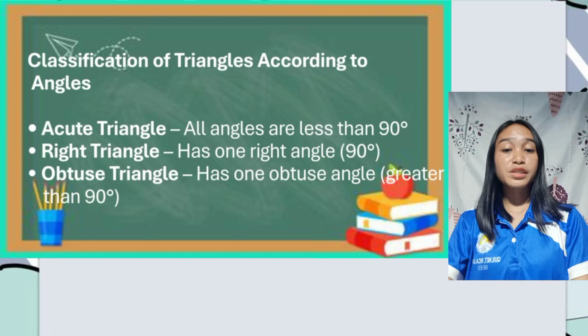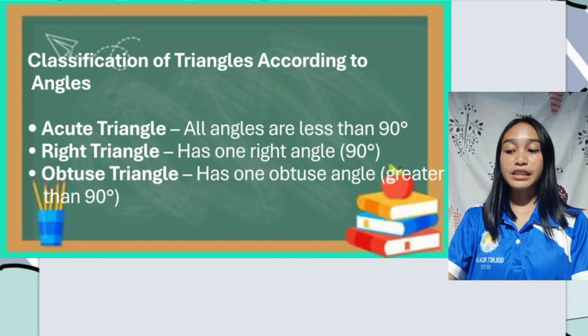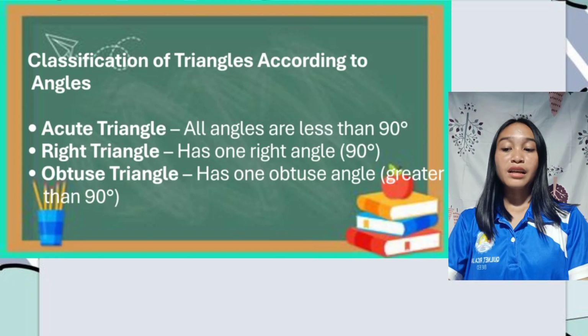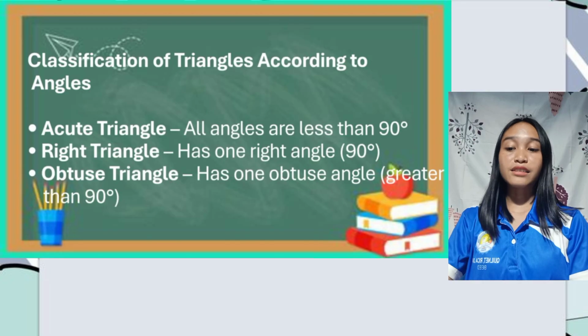Third is the obtuse triangle. It has one obtuse angle greater than 90 degrees. For example, a triangle with angles 120 degrees, 30 degrees, and 30 degrees.